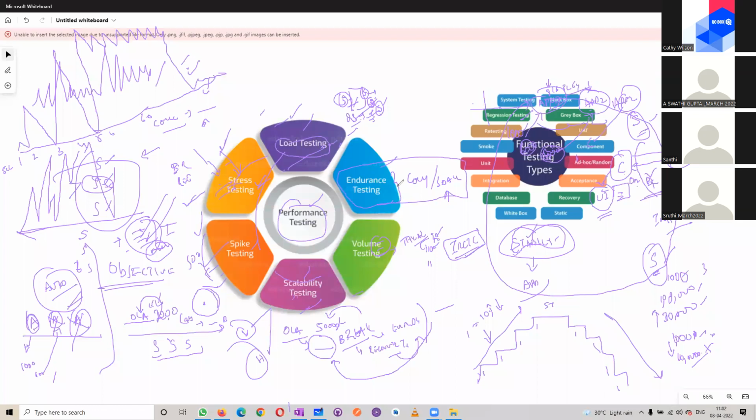Now let's go to the next point, endurance. Endurance is also called a longevity test and a soak test. What do you mean by soak? Soaking. How much can it absorb? Soaking means what? At least soaking.